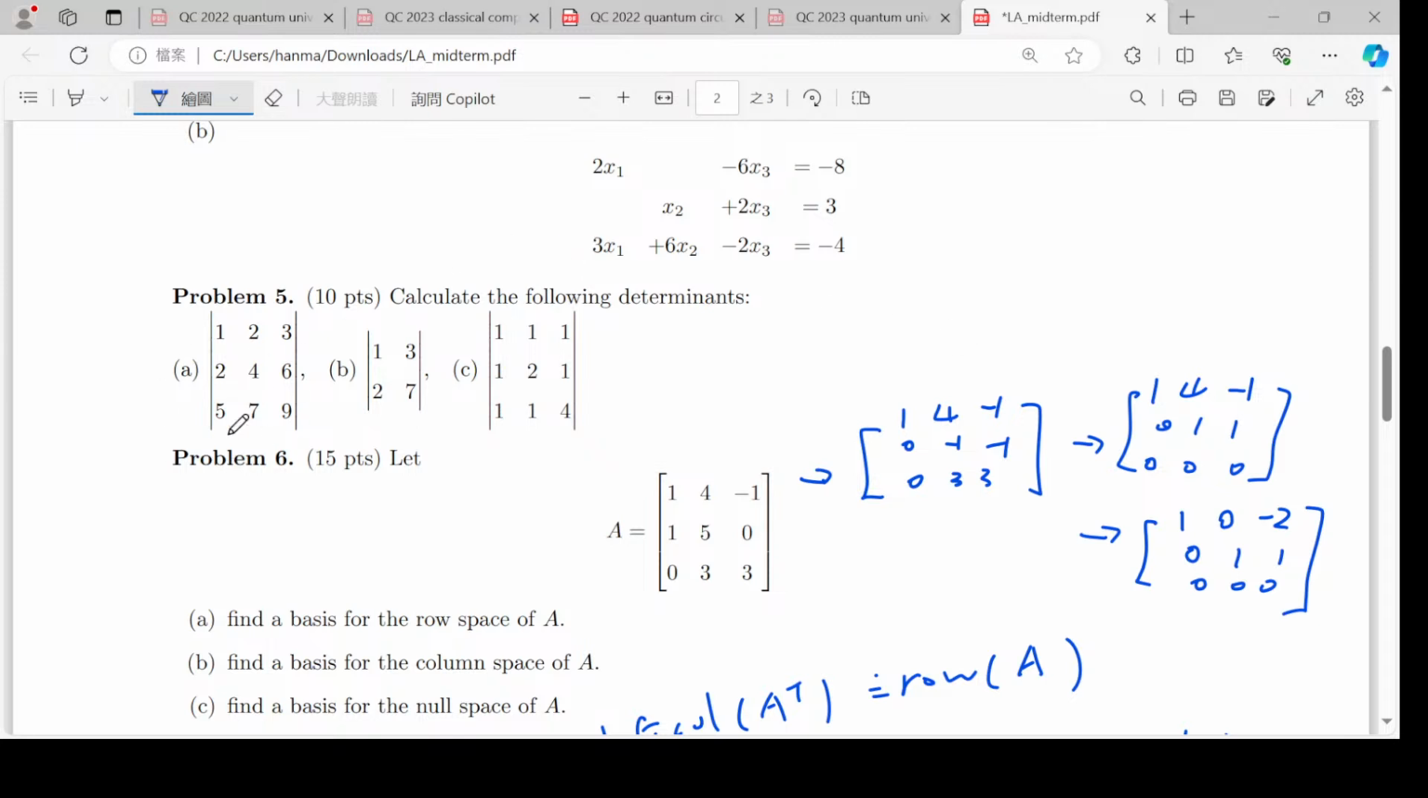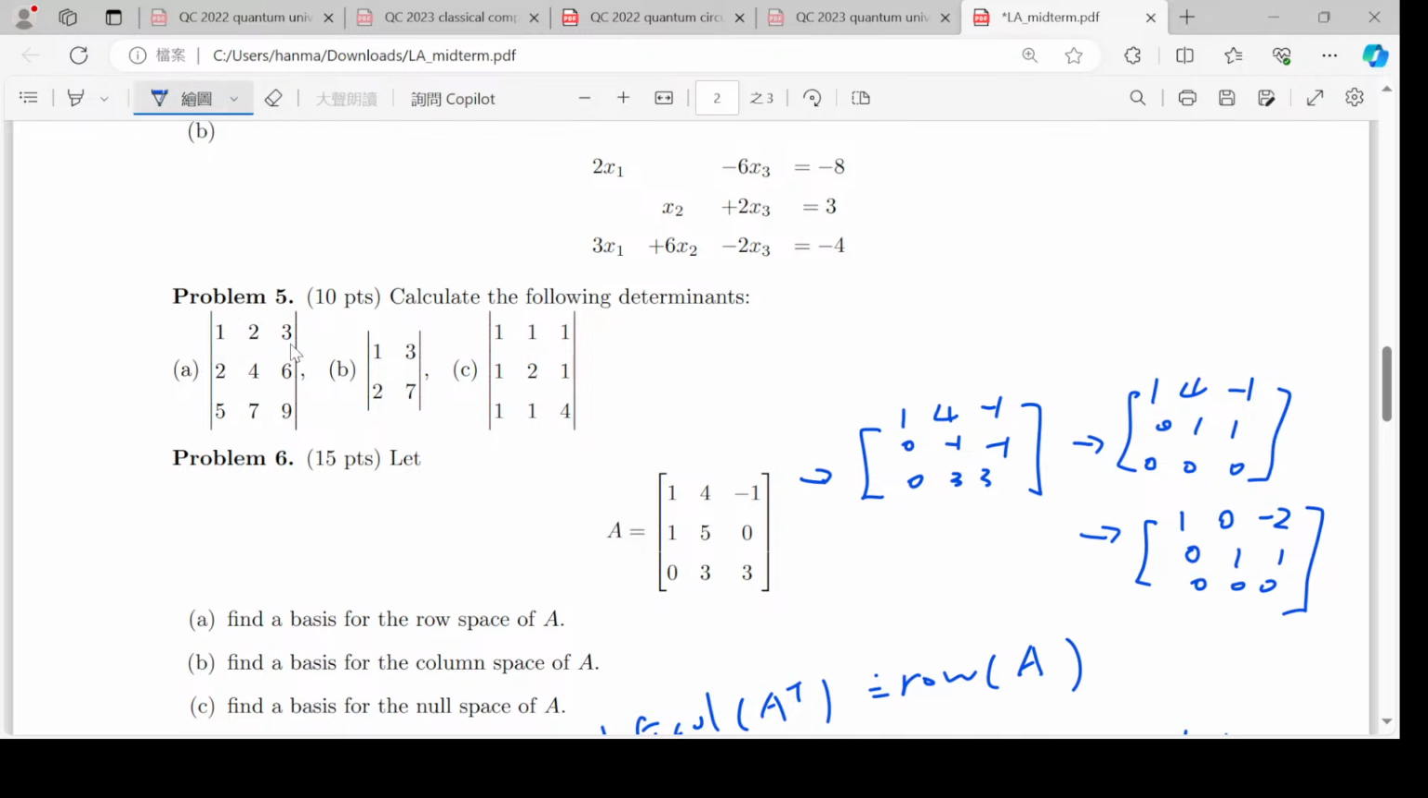Okay, and problem 5, calculate the determinant. You can do brute force calculation, and it will not be too hard. It's like 6 terms together, but actually we have set it up so you can do them all very fast. That's because if you look at this row and this row, you see this row is twice the first row.